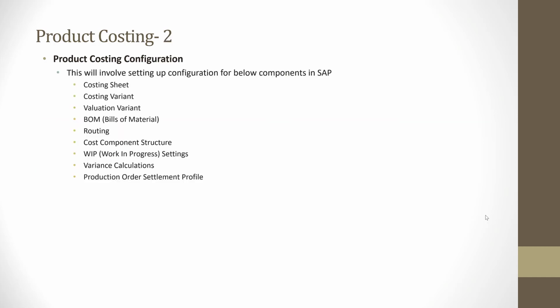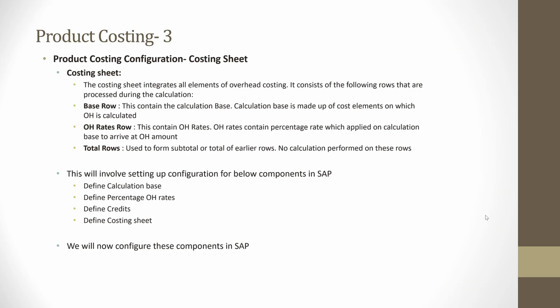Product costing configuration. Product costing configuration will involve the below steps in SAP. First is setting up a costing sheet, then costing variant, valuation variant, BOM or bill of material, routing, cost component structure, WIP or work in progress settings, variance calculations, and production order settlement profile.